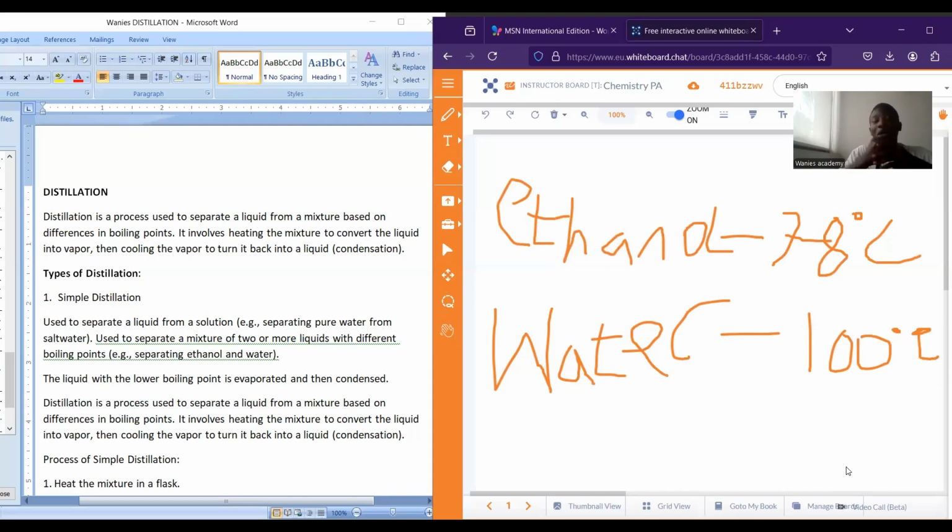If you mix ethanol and water together, you see that they are miscible. You can't even tell the difference if you mix both of them together. That means those two solvents are miscible, but they have different boiling points. So the method we can use to separate them is simple distillation, and let me explain the process that we use.